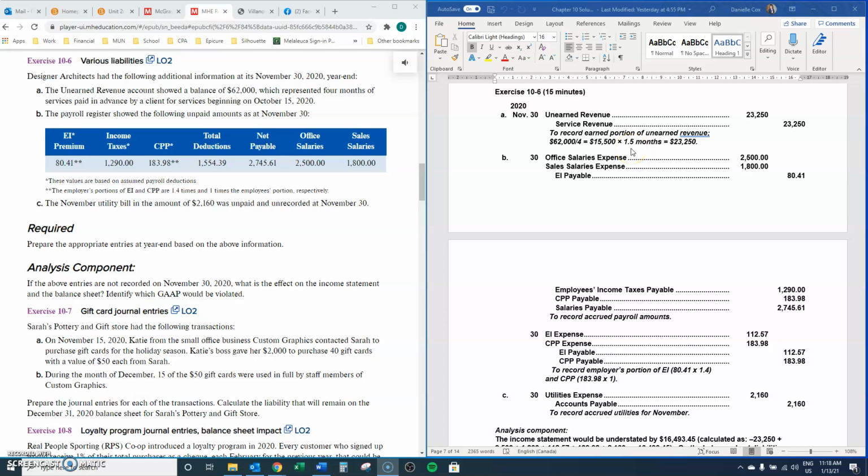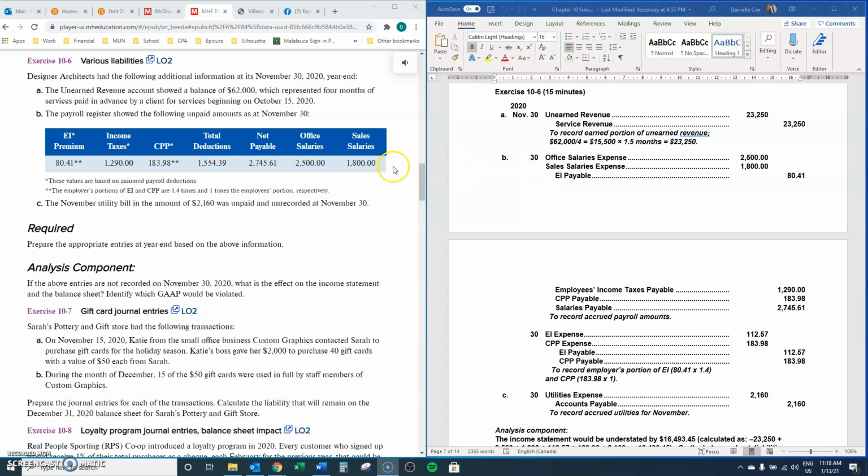And as we said, we have the rest of October, so half of October and all of November, which was a month and a half. So it's $23,250. We debit unearned revenue, because it would have been sitting there as a credit. So we debit $23,250 to take it out of unearned revenue, and then we credit service revenue.